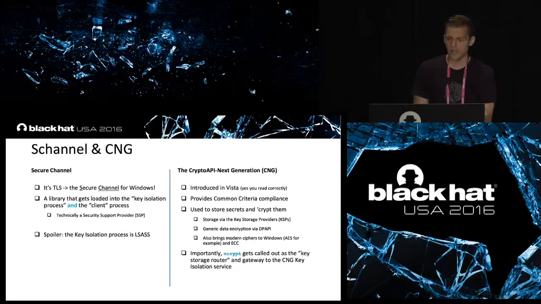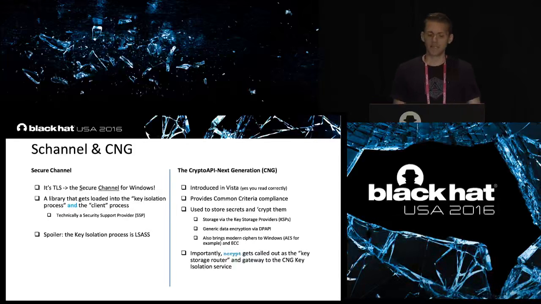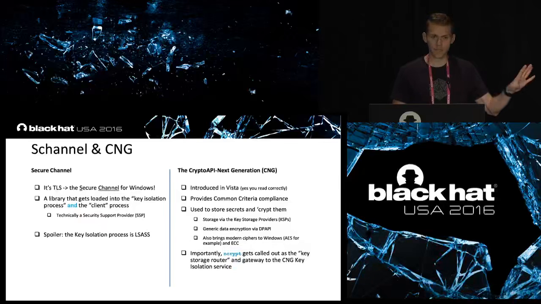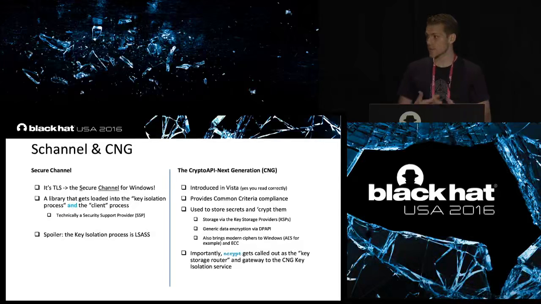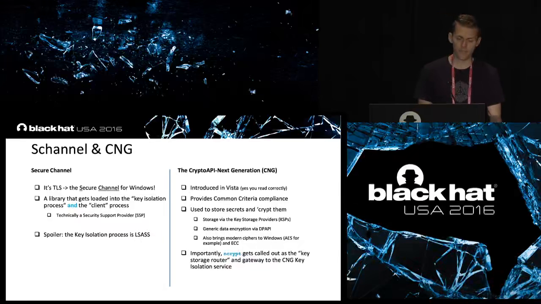So, Schannel and CNG, the name of the talk. How do these things come into play? Again, Secure Channel is Microsoft's TLS library. It's technically a security support provider, which doesn't really mean anything. It's a library that gets loaded into the client process and this magical thing called the key isolation process. Basically, Microsoft doesn't trust your little C# web server to be touching private keys, so instead it's going to house everything in this key isolation process. And if you've ever done anything with Windows security, you know that the process that houses all the secrets is LSASS, so that's where it's going to be storing those.